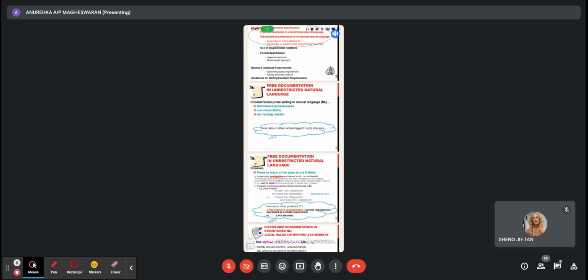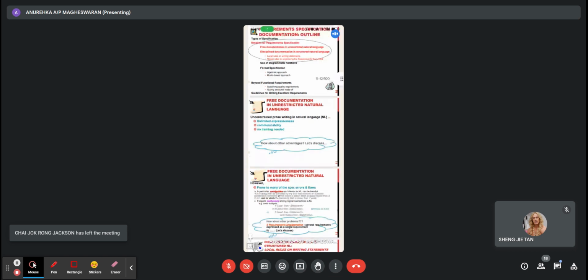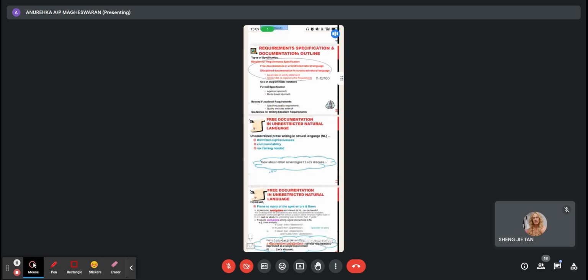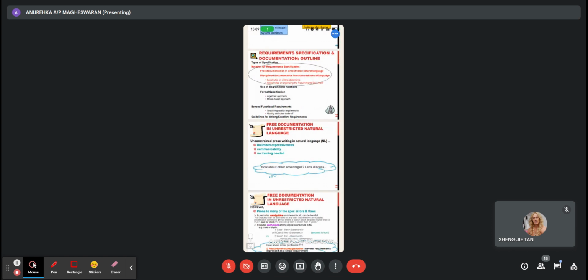Next, the most important part of this chapter. There are two important parts for this chapter, as I said. One is all about the notation to document the requirement. You have a few ways to document the requirement. This might come out in the exam. To be exact, there are four ways you can use to document the requirement. As you can see in this slide, first is free documentation, with unstructured natural language. Unstructured natural language is the main point.